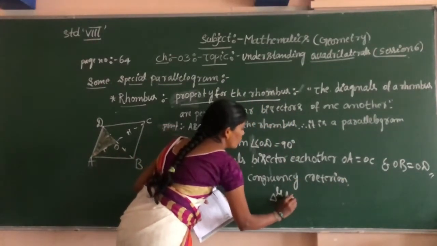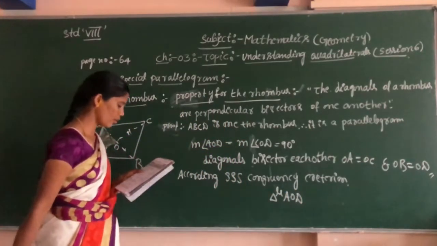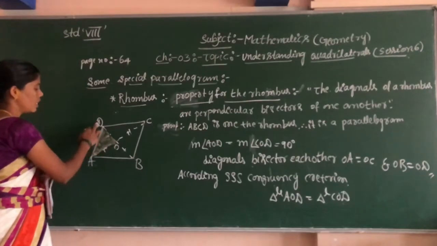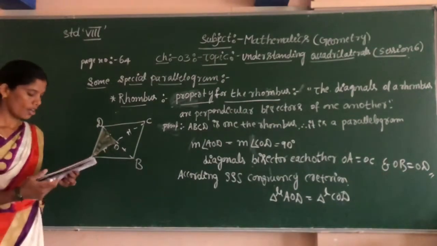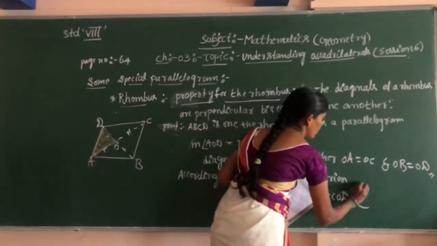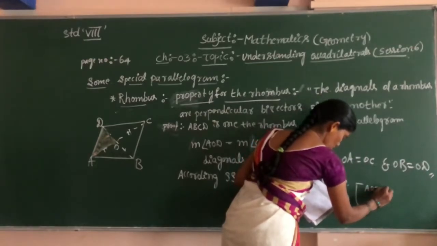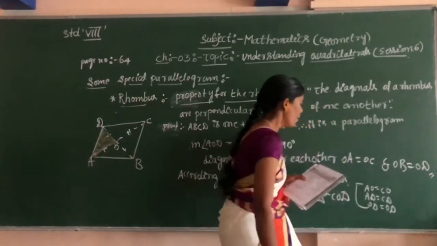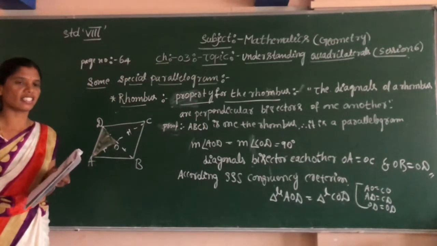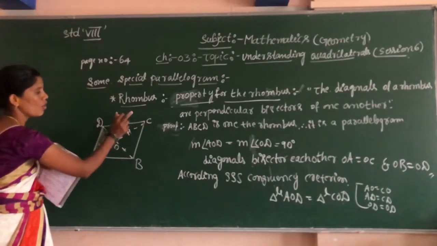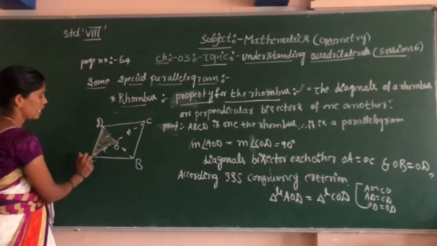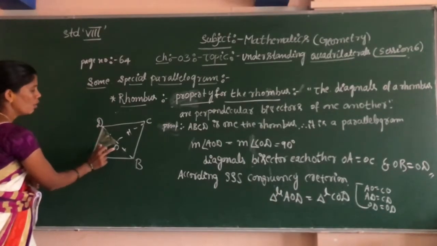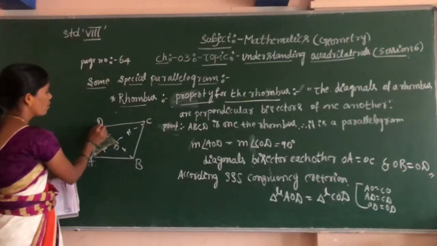Triangle AOD is congruent to triangle COD. Why? Because AOD and COD are adjacent angles. So since AO is equal to CO, AD is equal to CD, and OD is equal to OD. Why? Because the diagonals bisect each other. OD is equal to OD by common side.